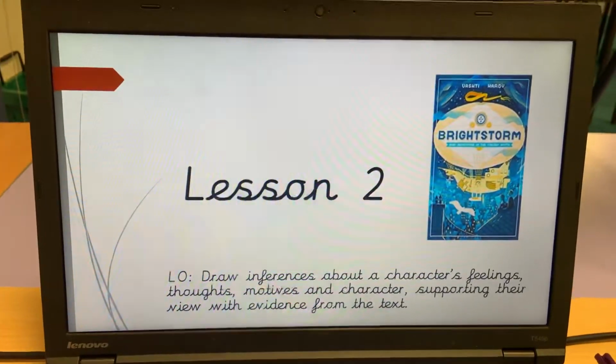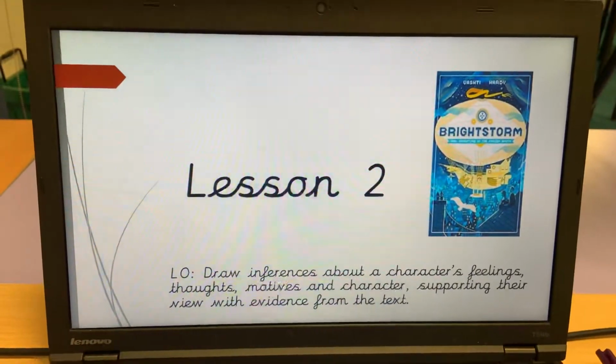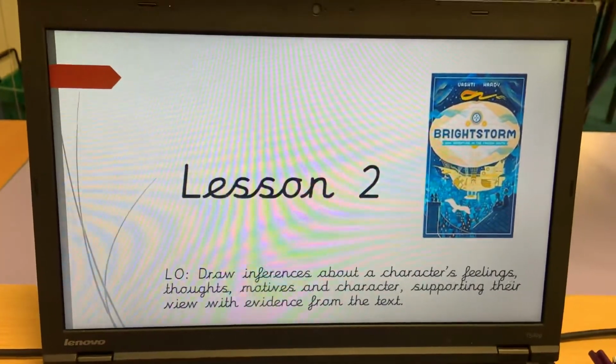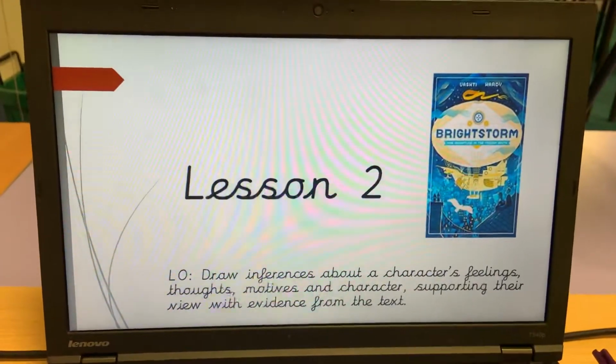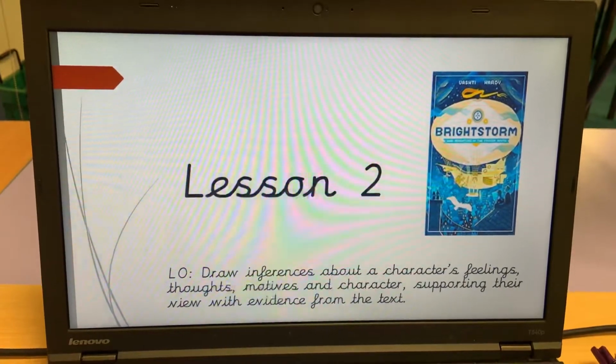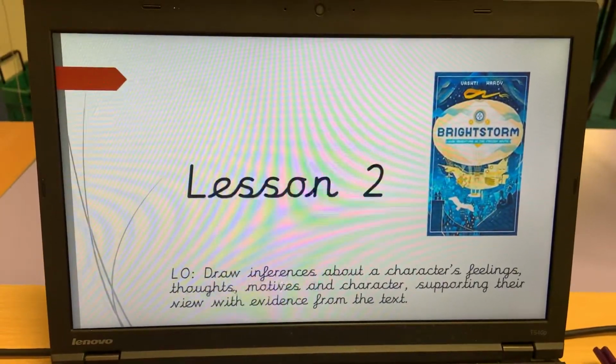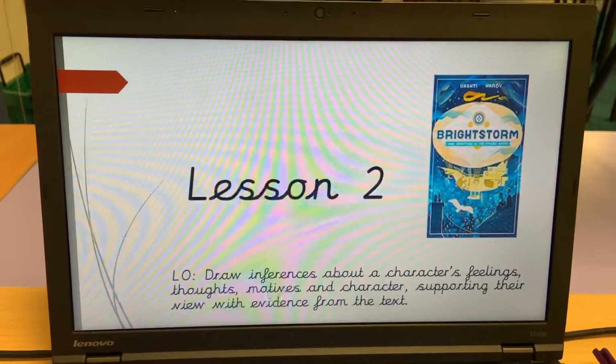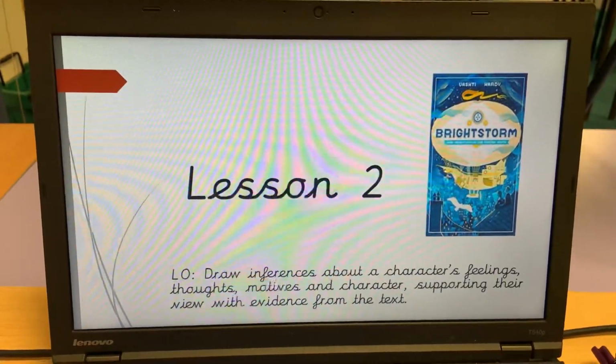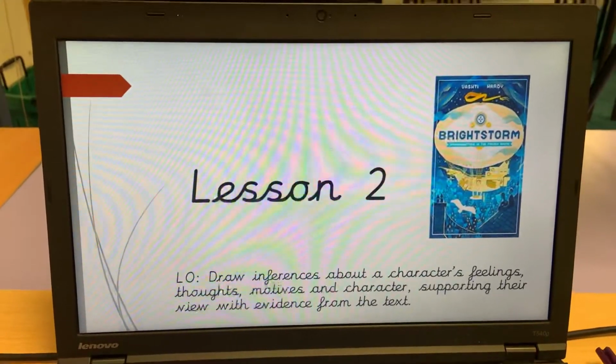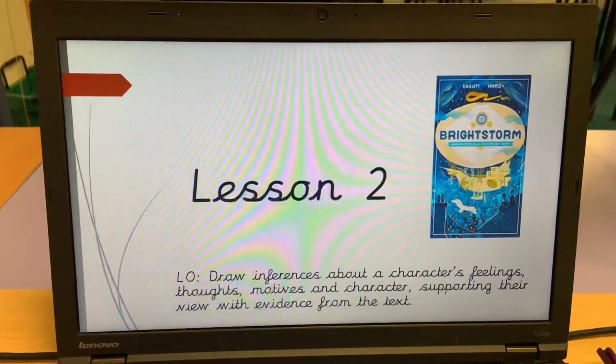Once again, we are working on inferring characters' feelings, thoughts, motives and character, and using evidence from the text to support our answers. So what I want you to do now is pause the video and read through chapter 2 of Brightstorm, or you can do that at the end, but there will be some questions at the end to answer on the text.